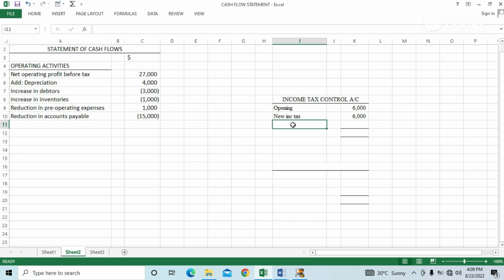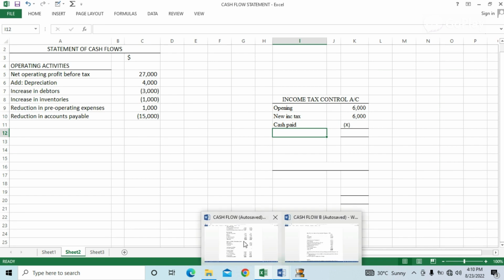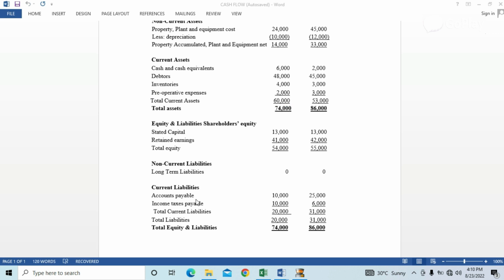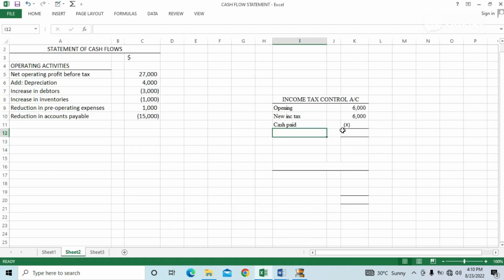Have you paid any amount? We do not know. So we have cash paid, which we then subtract from that. Then what is the closing balance for the income tax charges in the income statement? For 2019 it was 6,000. For 2020 it was 10,000. So we have the closing balance being 10,000.